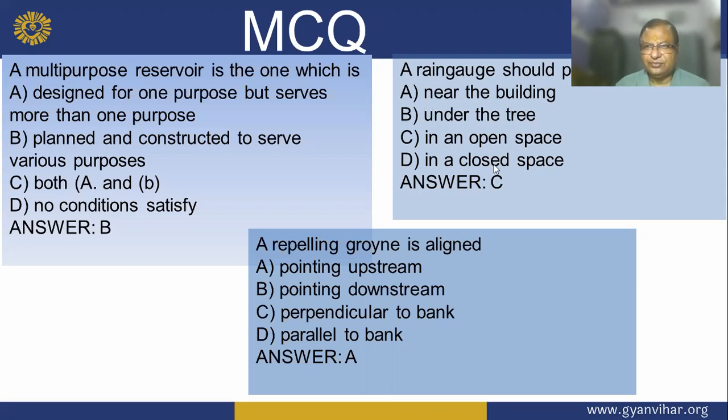Now, a rain gauge should preferably be fixed where? So what is the correct answer? Answer is C, in an open space. And the next: a raingauge is aligned, answer is pointing upstream.